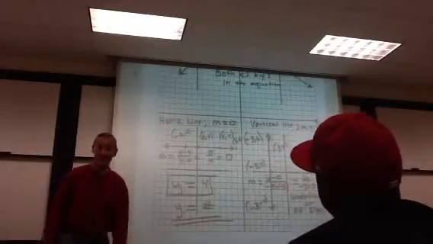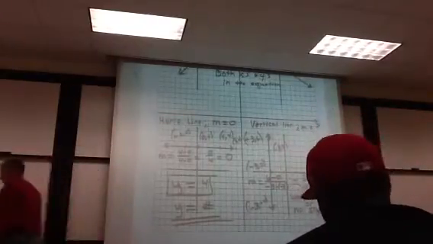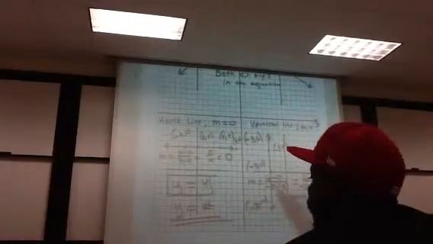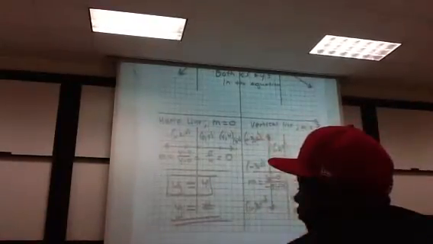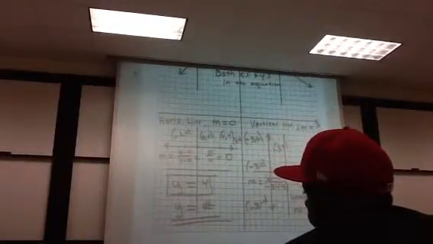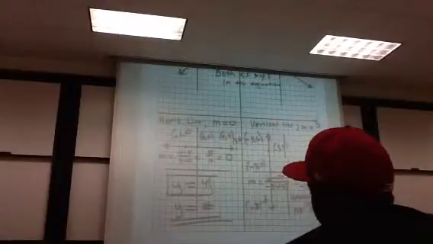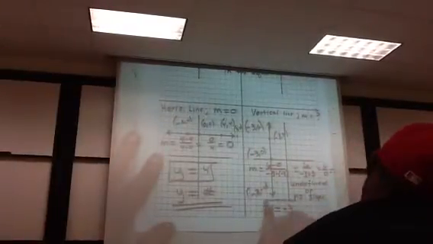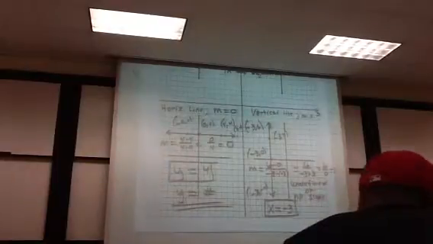Negative 3. X is negative 3. Did you notice that? Every single point? X is negative 3 on every single one of them. So what do you think the name of this line is? X equals negative 3. Got it. X equals negative 3 is the equation of that line.